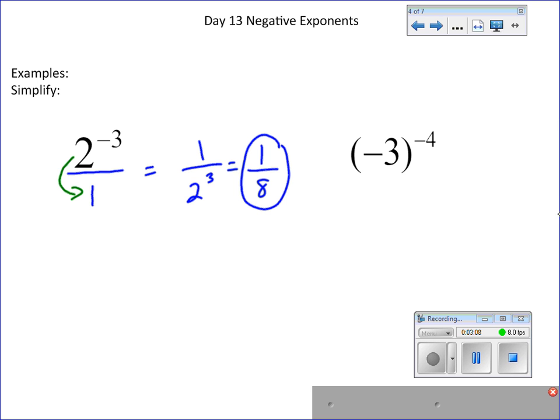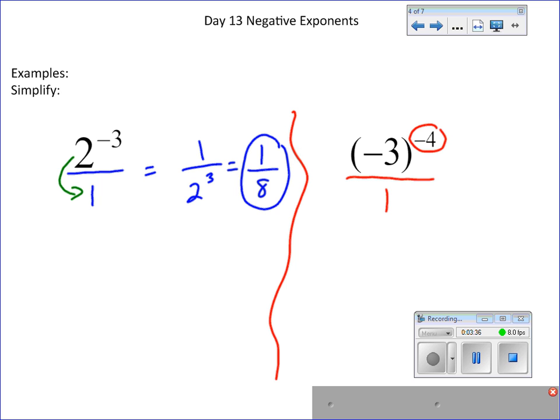Looking at example number 2, I'll do this one in red. We have a negative number to a negative exponent. Now, remember, this is over 1, but also keep in mind that the rule doesn't say that the base number is going to lose its value or its negative sign. It's simply the exponent. So we don't look at the base to determine whether or not it needs to be moved. We look at its exponent.